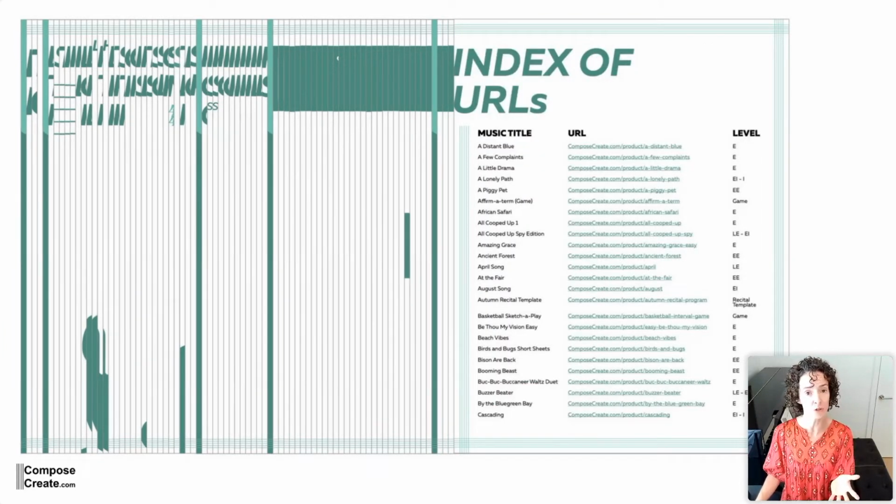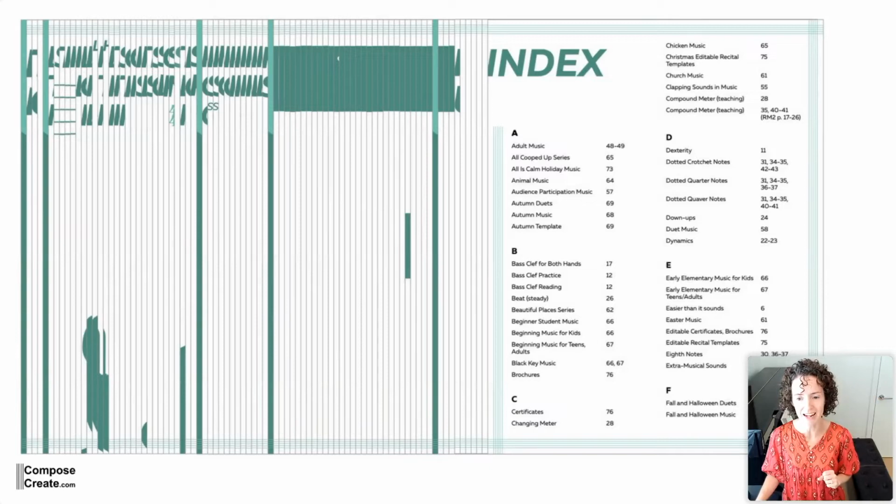There's an index of URLs. So if, for instance, you know that you really want the piece Bison Back and you don't know where it is on Compose Create, you could just go and look at the index of URLs and it'll show you exactly where it's at. It has a regular index that Amanda spent hours on, and you can thank her for that.